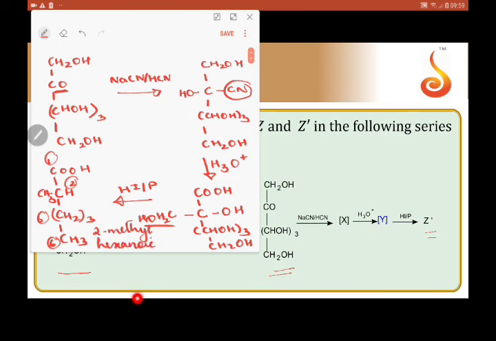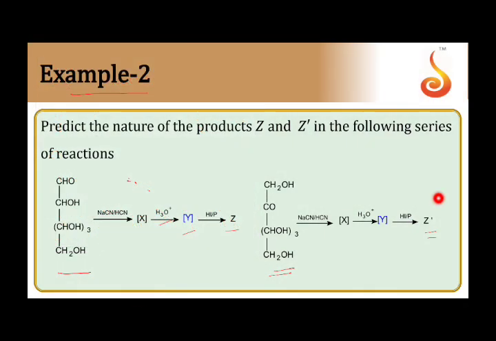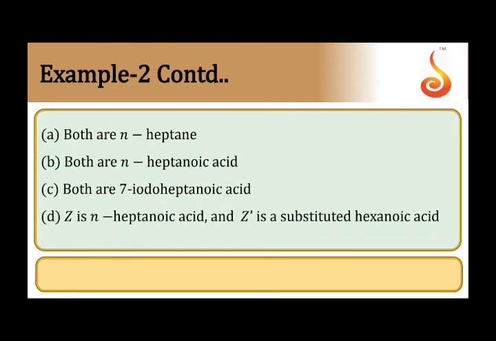So this is Z dash. Z and Z dash are not the same compounds, they are different compounds. Z was heptanoic acid, whereas Z dash is 2-methyl hexanoic acid. Therefore, we should select option D. Z is n-heptanoic acid and Z dash is a substituted hexanoic acid.